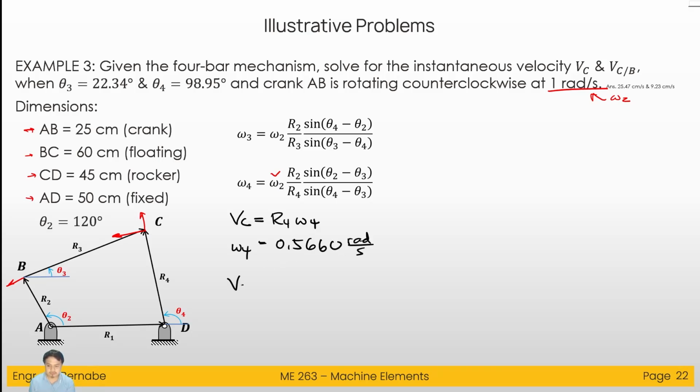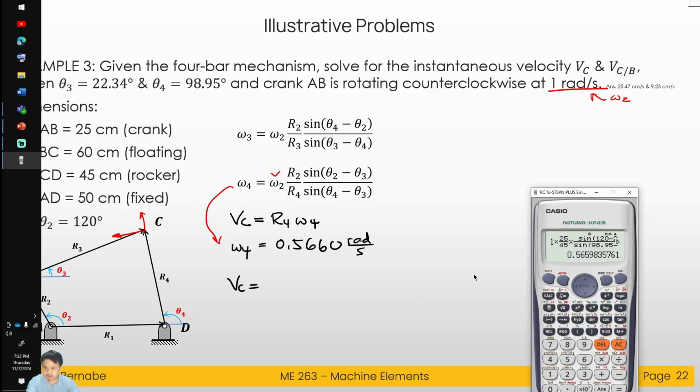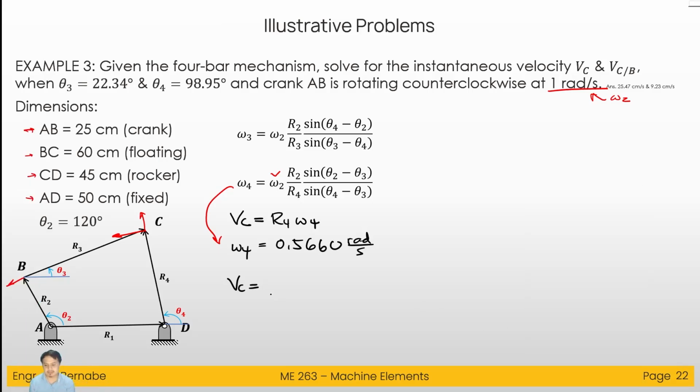So therefore, if you want to find VC, this will be just R4 and omega 4. So R4 here is 45, so 45 times 0.566. So the answer should be 25.47. The unit should be in centimeter per second.